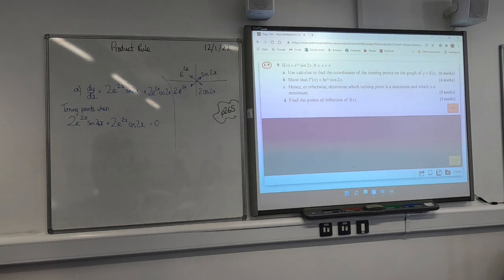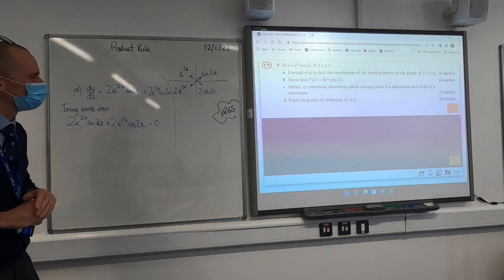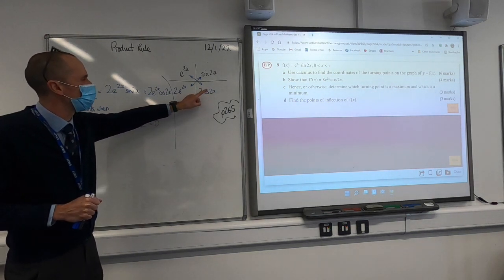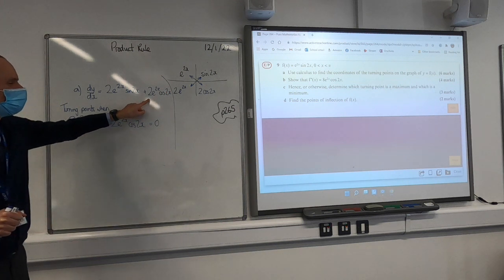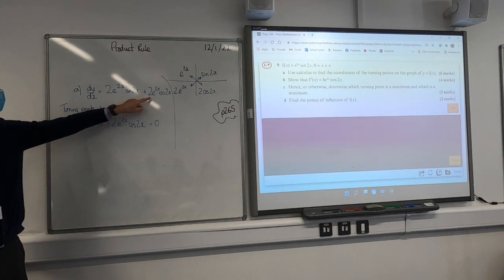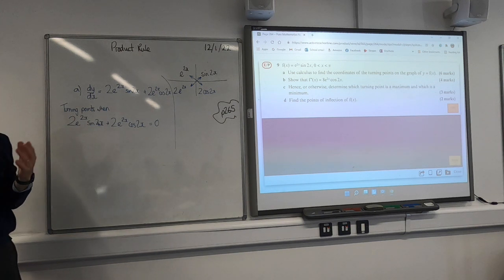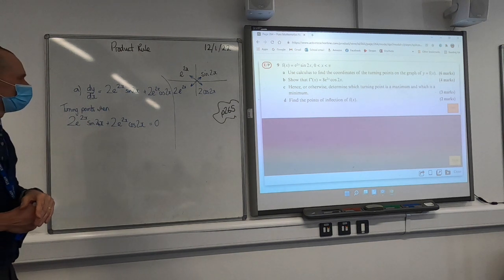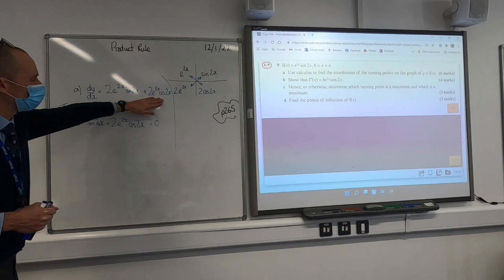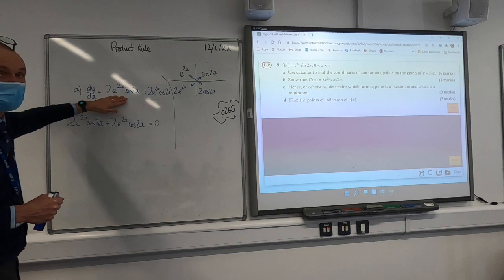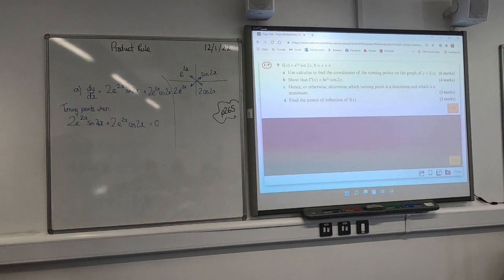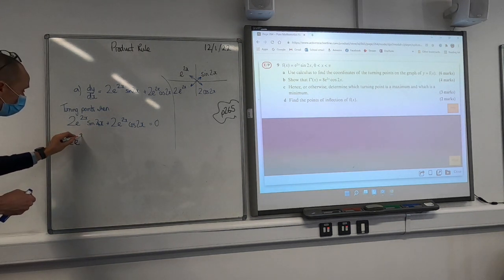The order in which you write your answer to the product rule doesn't really matter, does it? But if I'm doing 2 cos 2x times e to the 2x, I want to write it like that. E to the 2x, 2 cos 2x would just look a bit weird. It's the right answer still. But it also means that it sort of accentuates how this and this are so very similar. I can factorise by pulling out what they've both got in common.